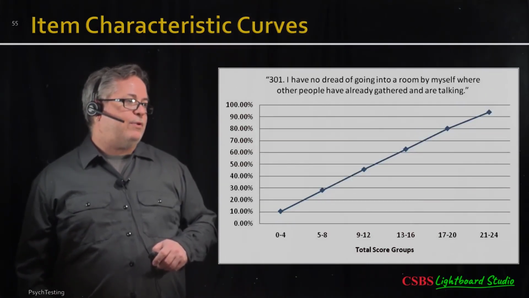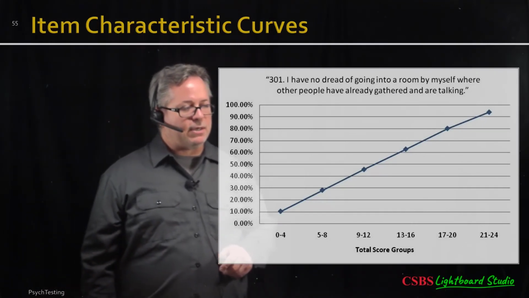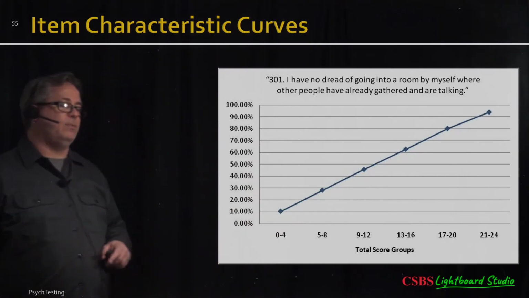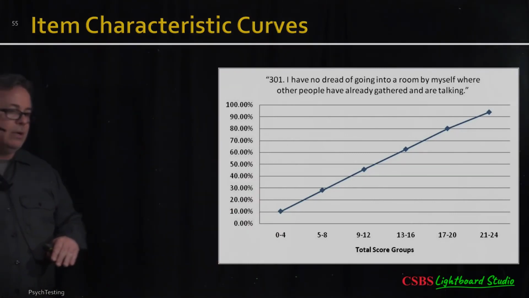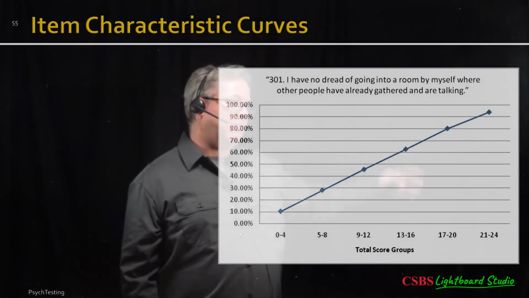All right, I have no dread of going into a room by myself where other people have already gathered and are talking. It looks like a linear function. It's sort of weird that way. So it's very low discrimination, but it is sort of monotonic and moving in the right direction.